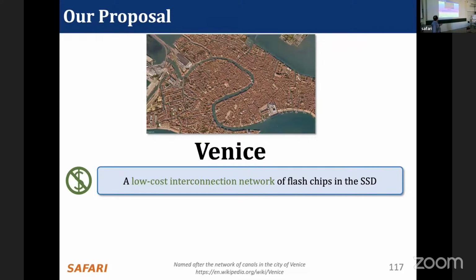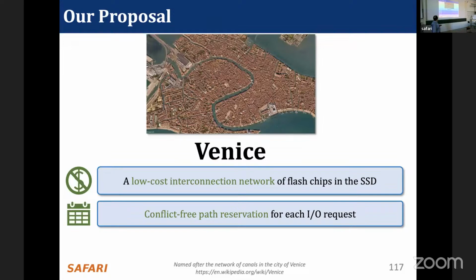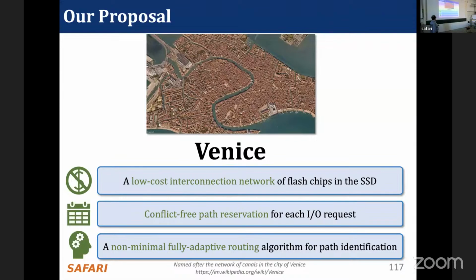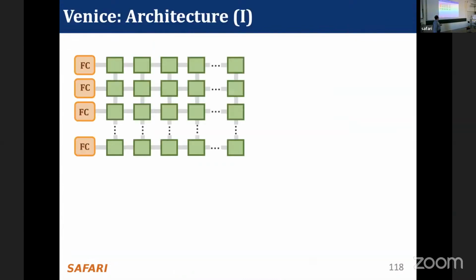That Venice is a low-cost interconnection network of flash chips in the SSD, and provides conflict-free path reservation for each I/O request. And we enable this conflict-free path reservation by a non-minimal fully adaptive routing algorithm for path identification. Okay, so let's learn about this Venice with some examples.